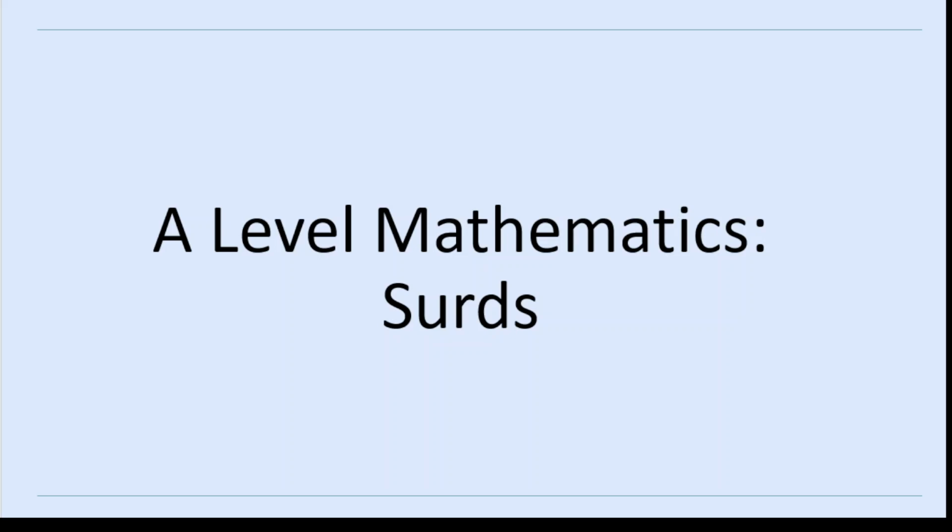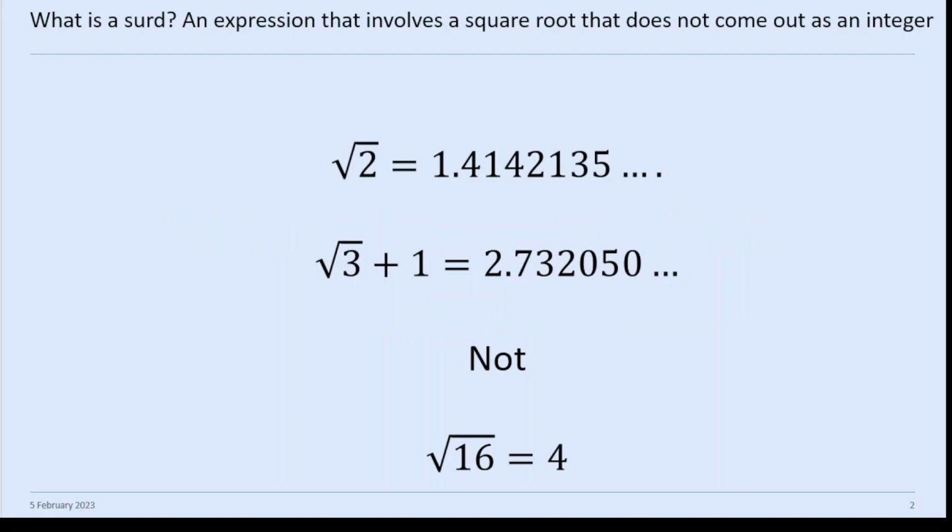I'm Simon. Today we're going to look at the fascinating subject of surds, which lies in the A-level syllabus. What is a surd? Well, it's an expression that involves a square root that does not come out as an integer or a whole number. So for instance, the square root of 2 is a surd.